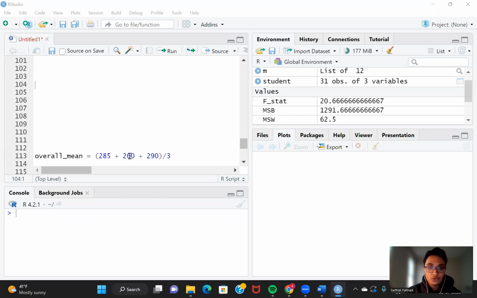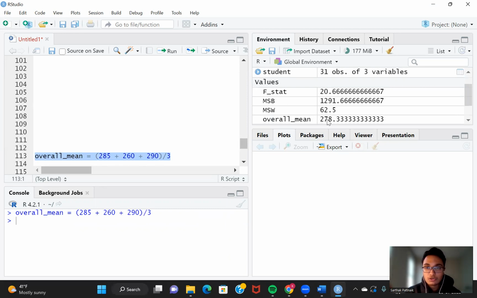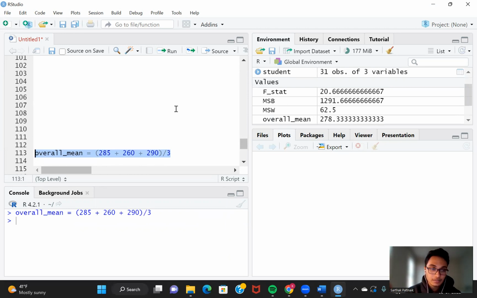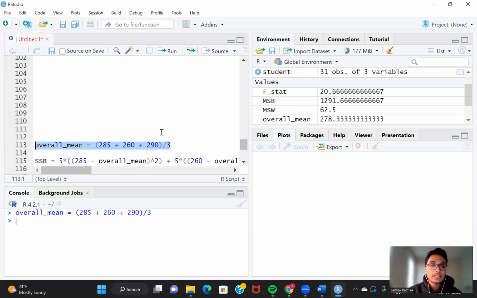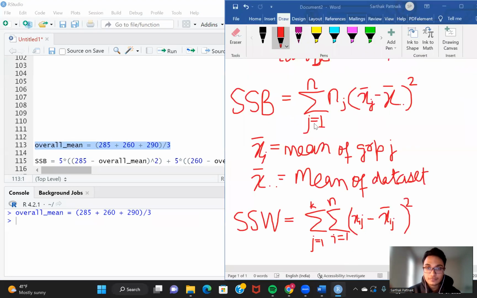So we add 285, 260, and 290, and we divide that by 3. When you calculate this, you will get the value of the overall mean, which is 278.3333. Now in the next step, we'll be calculating our sum of square between. To calculate it, you just need to multiply the number of observations in that group by the square of the difference between the group mean and the overall mean. Number of observations times the group mean minus the overall mean, squared, and we need to do it for all the groups.